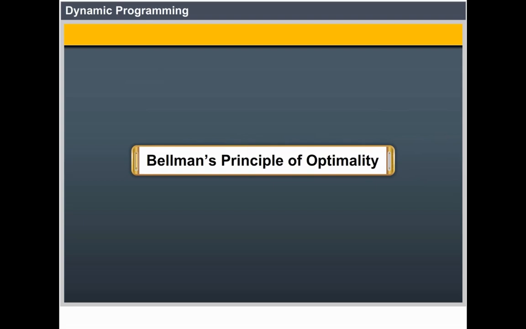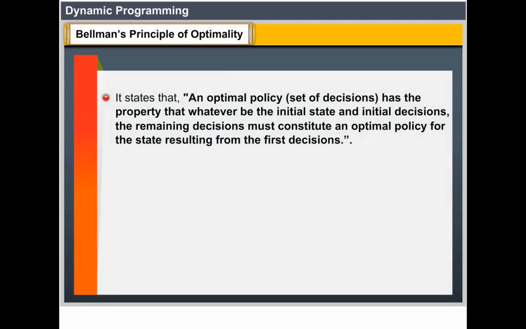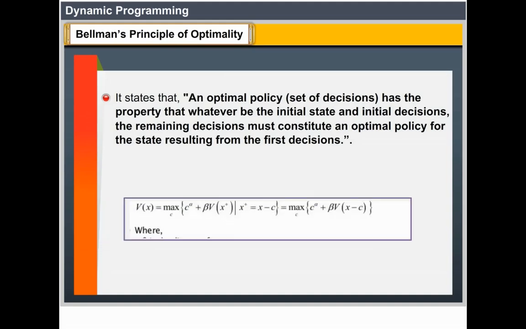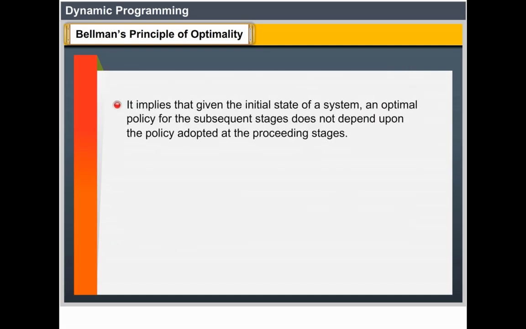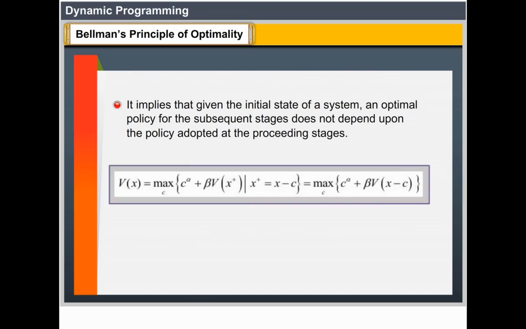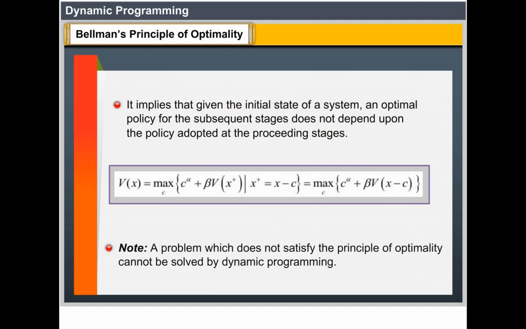Bellman's principle of optimality states that an optimal policy (set of decisions) has the property that whatever the initial state and initial decisions are, the remaining decisions must constitute an optimal policy for the state resulting from the first decisions. It implies that given the initial state of a system, an optimal policy for the subsequent stages does not depend upon the policy adopted at the preceding stages. Note: a problem which does not satisfy the principle of optimality cannot be solved by dynamic programming.